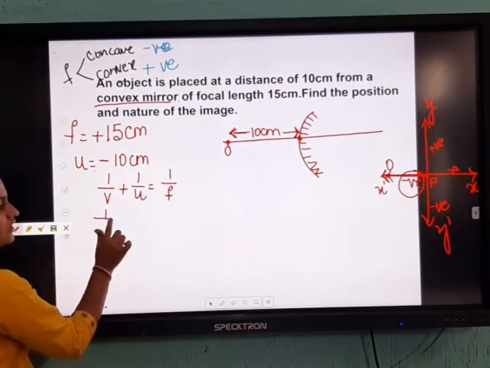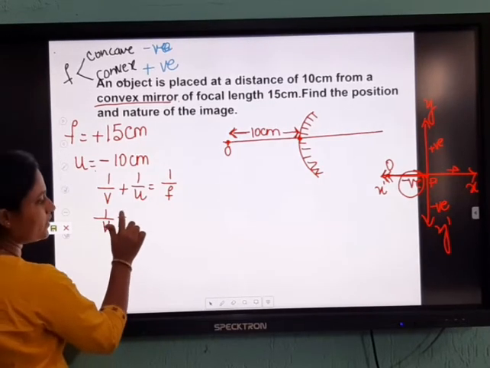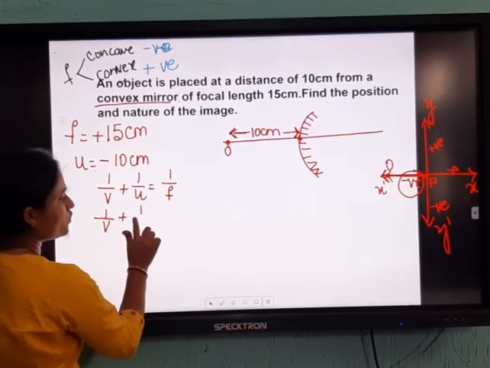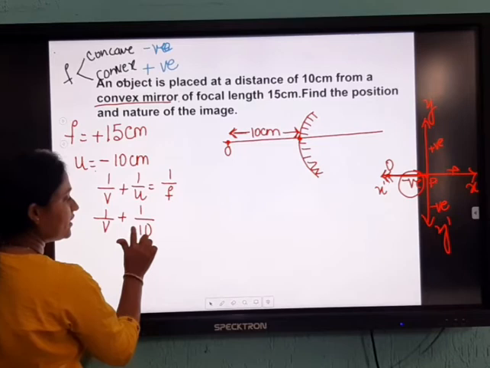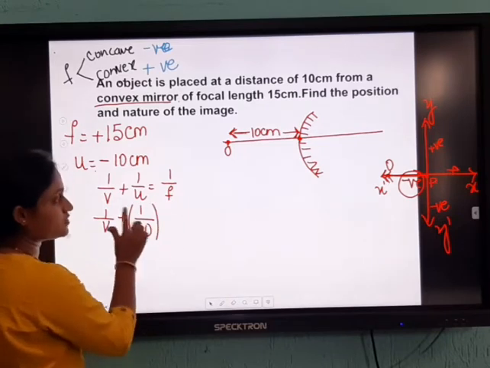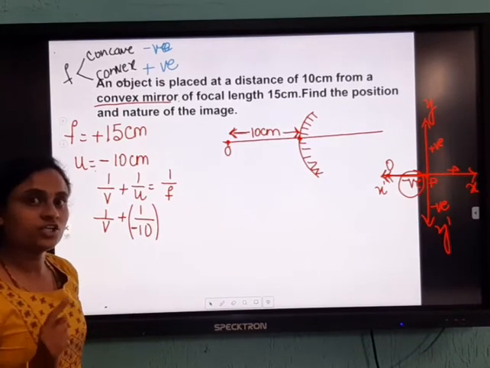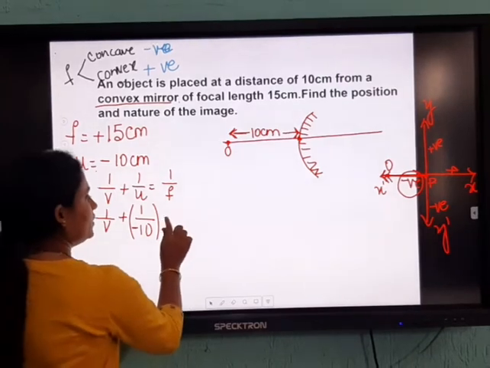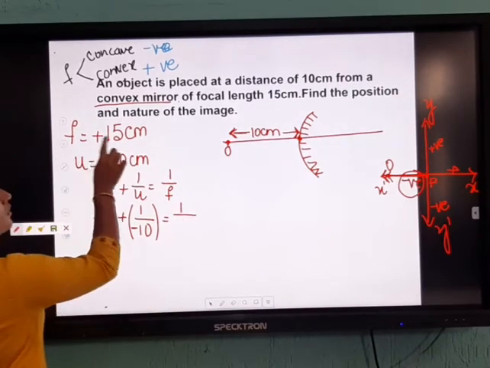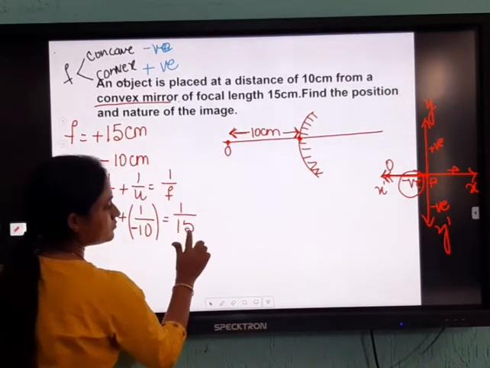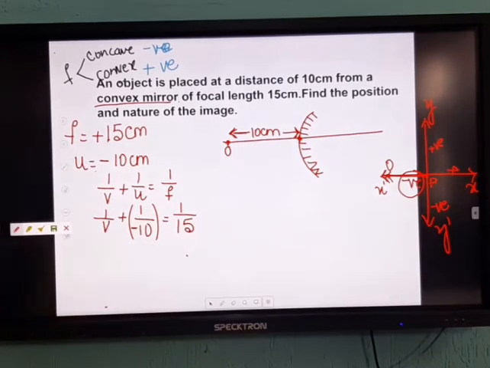I keep 1 by V as it is, plus 1 by U, that is 1 by 10. See, the minus sign is there. Please don't neglect these signs. This is very important when you are doing the simplification. Equals 1 by F, which is 15. Clear? Now we substitute it.